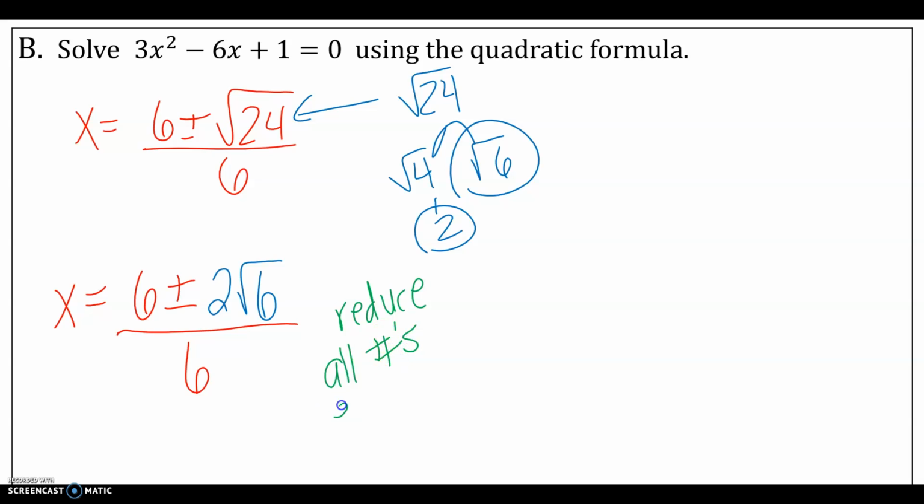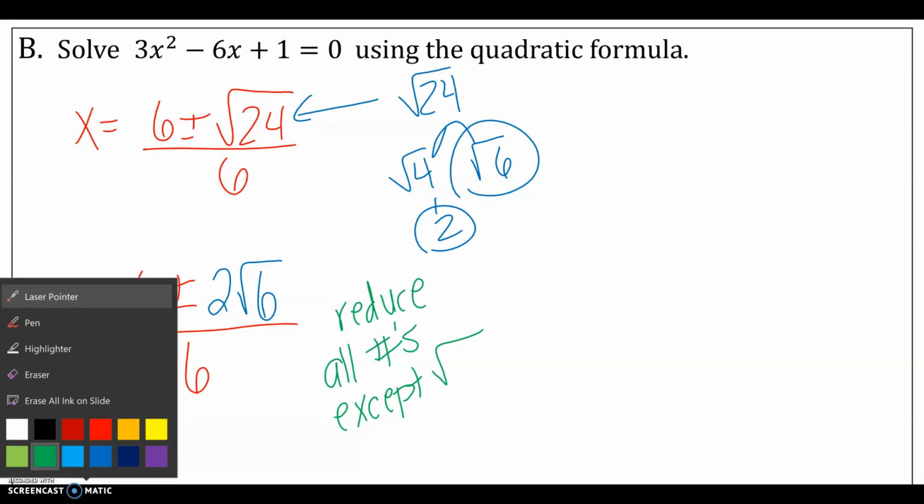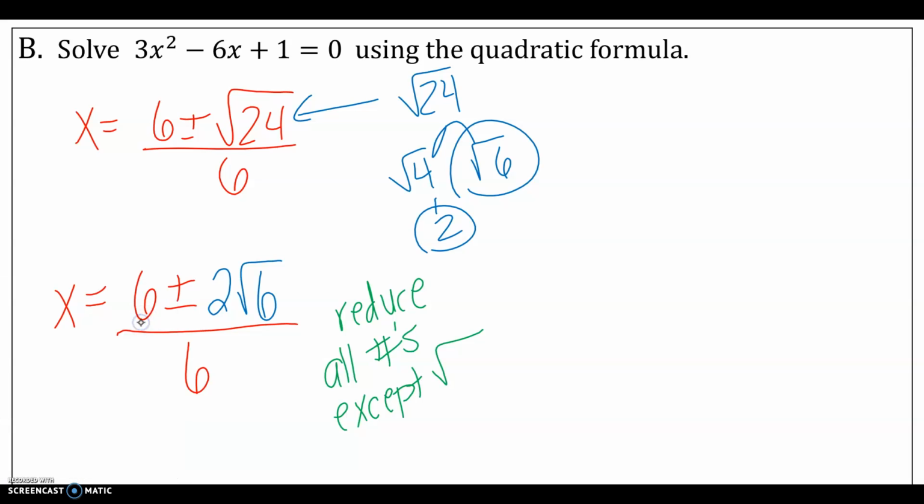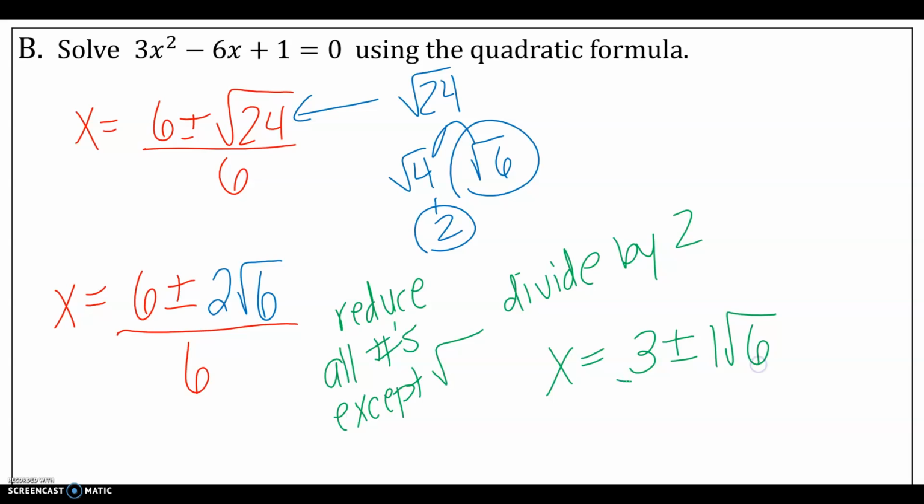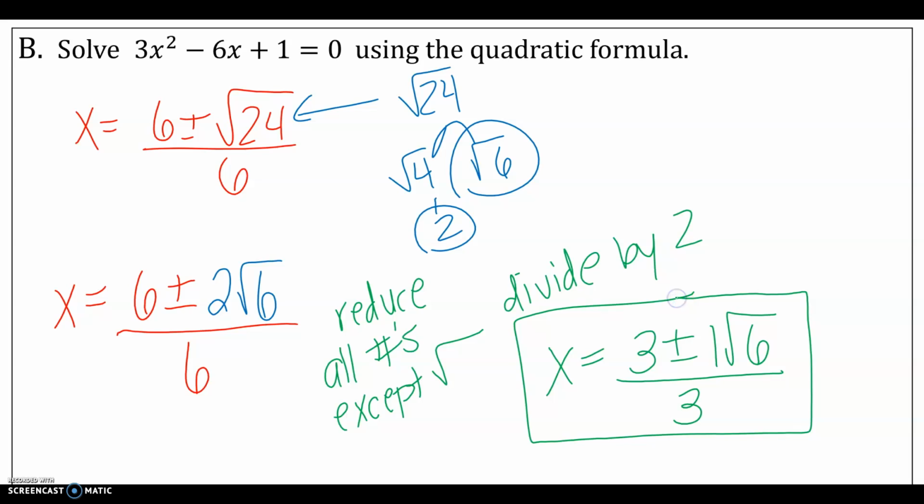But we need to reduce, and this is important, reduce all numbers except the radical. So if you think about this, you have this 6, this 2, and this 6. So a number that can go into all three of them would be 2. So we're going to, whoops, sorry about that, we're going to divide by 2. So my answer is x equals 3 plus or minus, you're going to get a 1 here. Now you don't need to write it, all over 3. So here is my simplified answer.